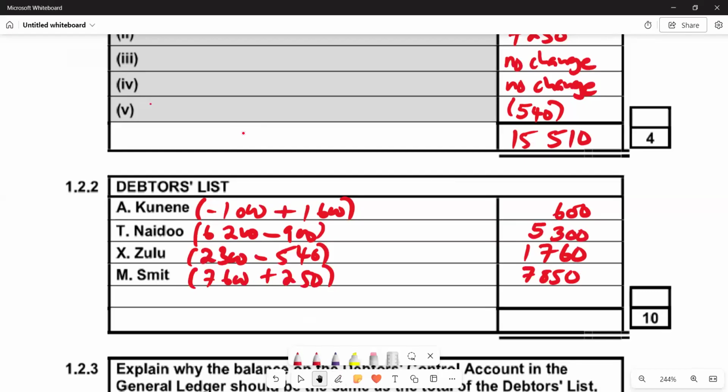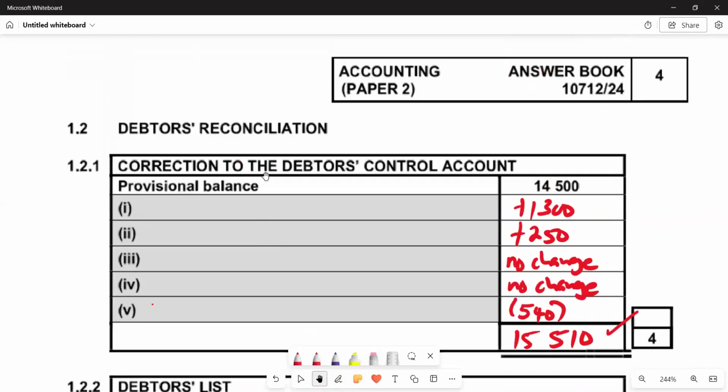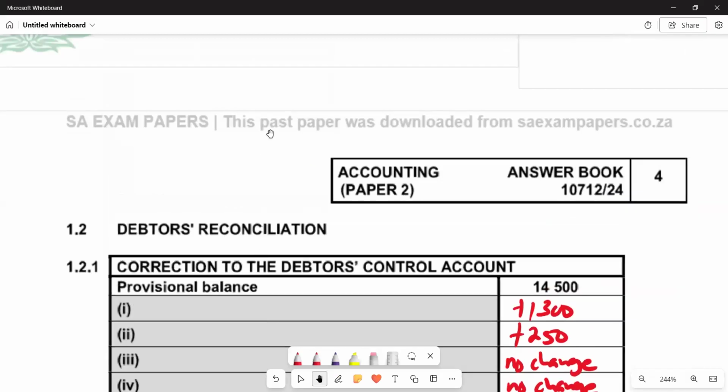So having done that, now we can add 600 plus 600 plus 5,300 plus 1,760 plus 7,850. And if you do that, the total that you're supposed to get there is 15,510. So this is our reconciliation. We see now that this balance is equal to this balance, which explains that we have reconciled correctly. So this is what we have. Then obviously we have another question that is following. Let's try to see what we have.